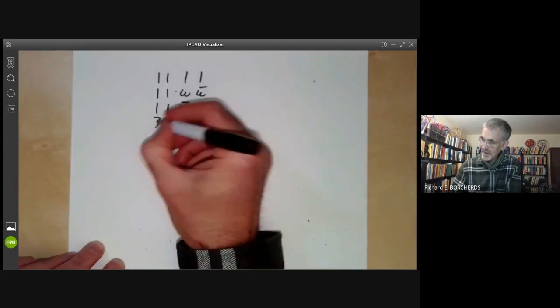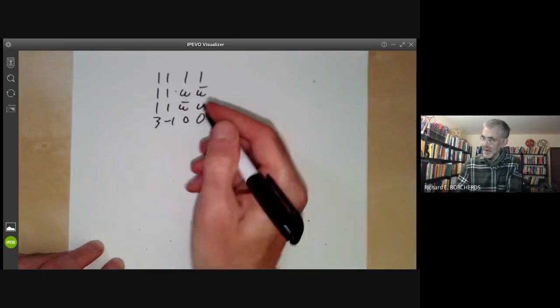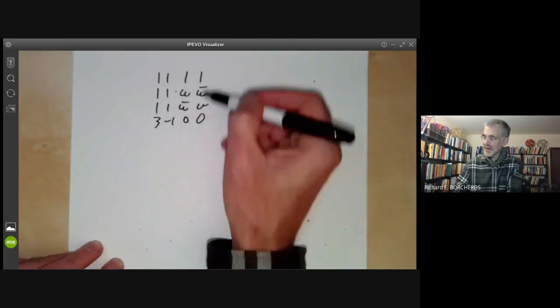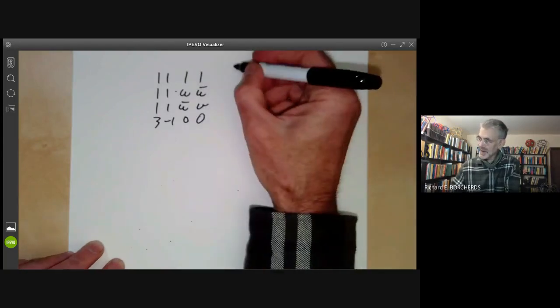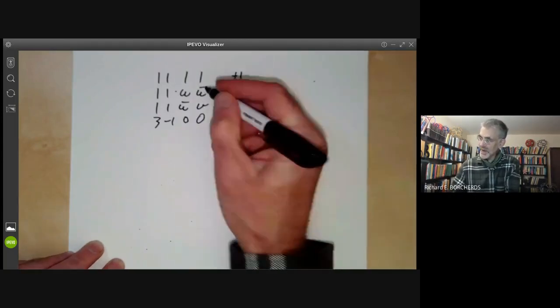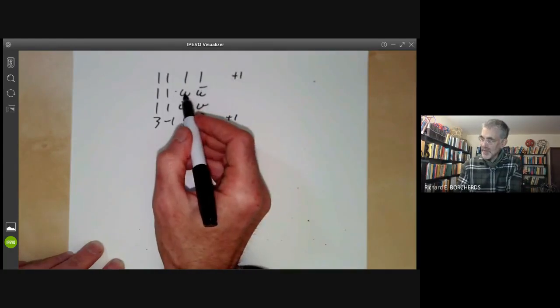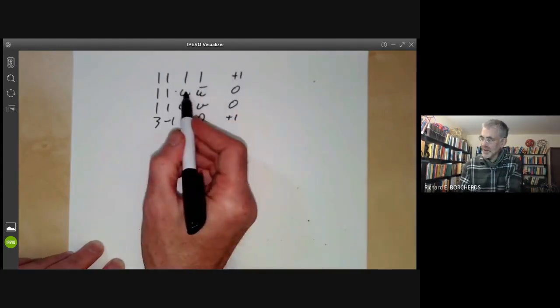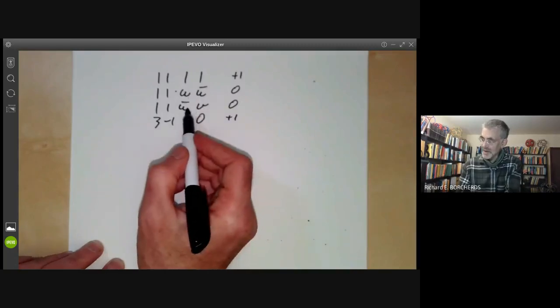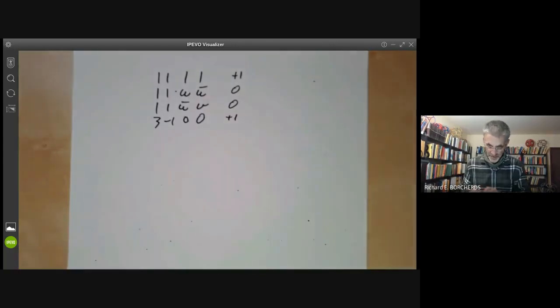And 3 minus 1, 0, 0. So you see these two characters are real characters, and in fact, their Schur indicator is plus 1. These two, the number omega is not real, so the Schur indicator is 0, so these two characters don't have an invariant bilinear form.